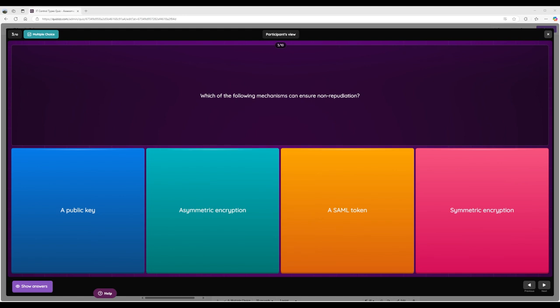So, non-repudiation. A public key is what people or companies use to encrypt data, right? So, if it's what people use to encrypt data, can it ensure non-repudiation? To me, not really, because I really don't know how it can aid that. Cool.